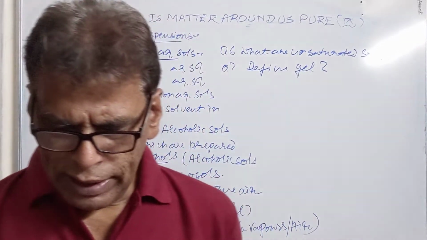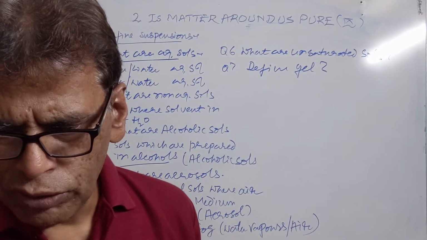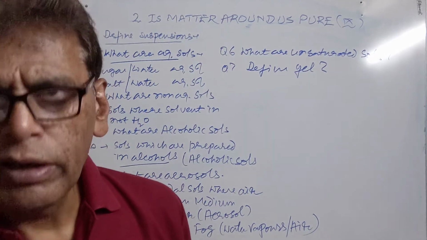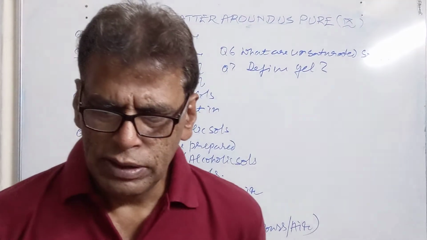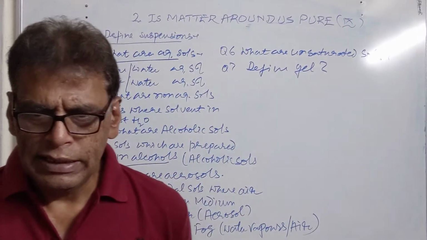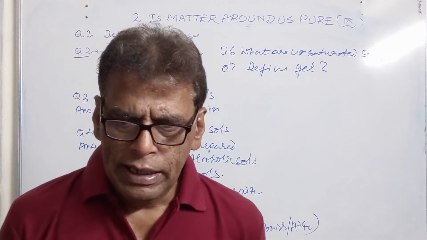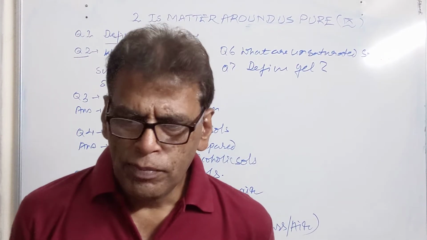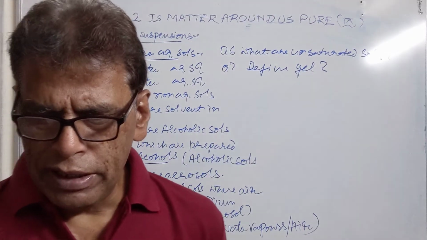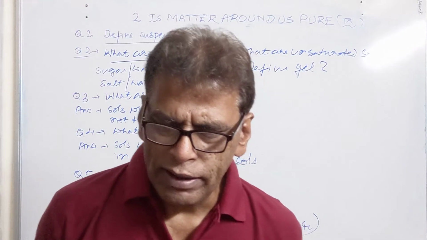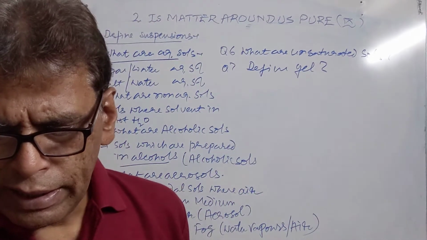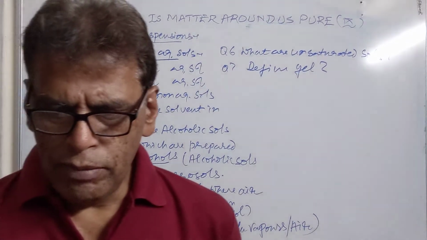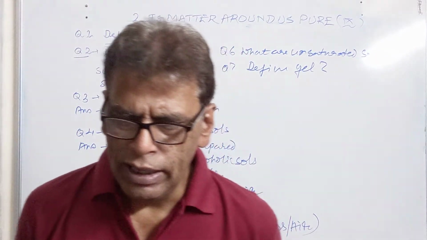Then we come to the next few more questions. Give a few important characteristics of a pure substance. It is homogeneous, it has a definite set of properties. A pure substance cannot be separated into other kinds of matter by any technique.